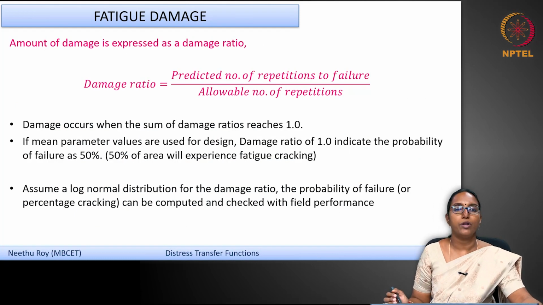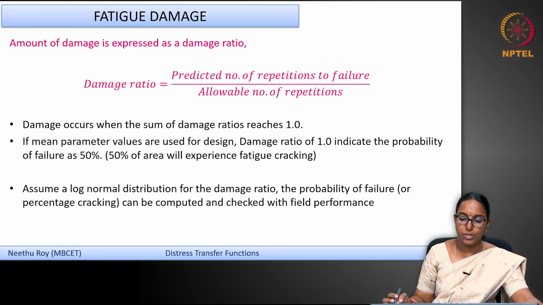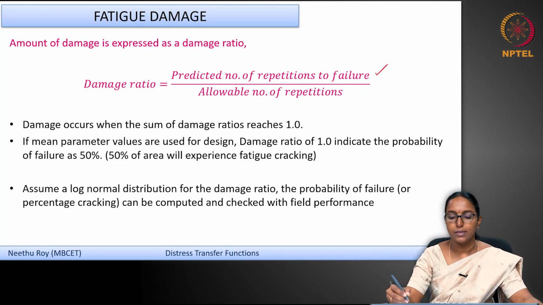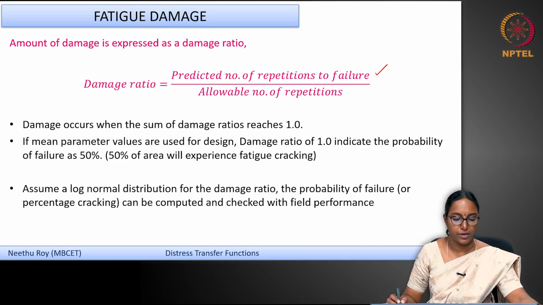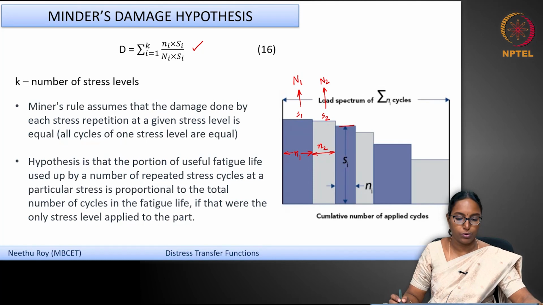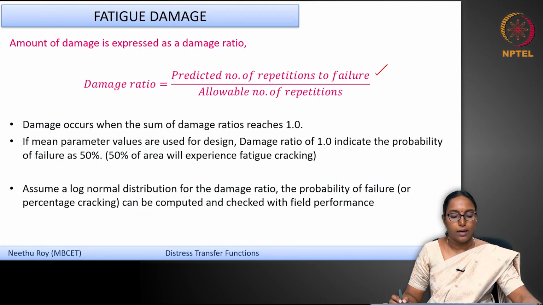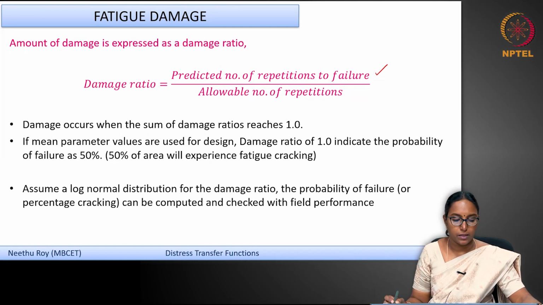And then the amount of damage can be expressed as a damage ratio, where the damage ratio is represented as the predicted number of repetitions divided by the allowable number of repetitions to failure. Now, when this damage ratio reaches 1, you can say that the failure has occurred, okay, because the predicted number of repetitions reaches the allowable number of repetitions. Now, how the damage is being accumulated is given by the Miner's rule, okay.